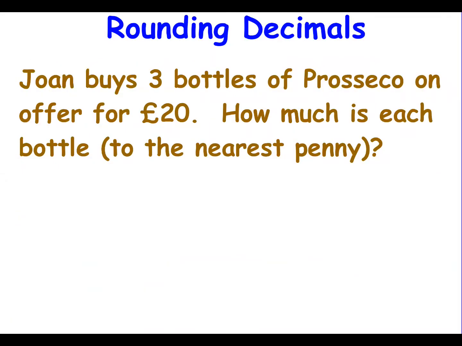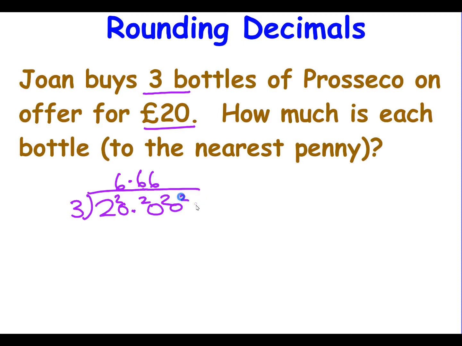Here's another example. Joan buys 3 bottles of Prosecco which are on offer for £20. How much is each bottle to the nearest penny? So we've got 3 bottles and £20. So if we divide the £20 by the 3 bottles, it tells us what 1 bottle costs. So 3 doesn't go into 2, carry the 2. 3 goes into 20 6 times, carry 2. Put in a 0 and 3 goes into 20 6 times, carry the 2.